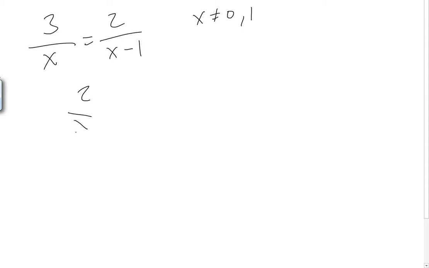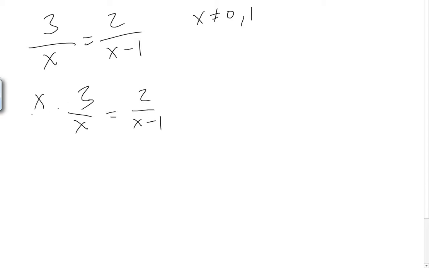Say I wanted you to solve 3 over x equal to 2 over x minus 1. We already said that x can't be 0 or 1 when I do all of the work I'm about to do. But what I'm telling you is you should first ask yourself what the least common multiple of these two denominators is. The least common multiple between x and x minus 1 is x times x minus 1. That's the least common denominator.